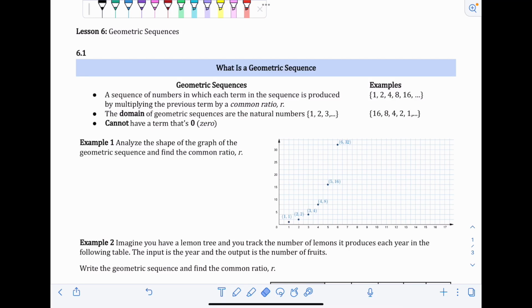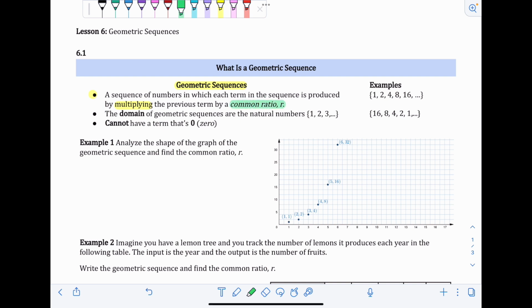Lesson 6 is geometric sequences, and just to review really quick, we've learned about arithmetic sequences, and arithmetic sequences are sequences where we're adding the common difference to get to the next term. Geometric sequences will be a little bit different. So starting in 6.1, what is a geometric sequence? Geometric sequences are defined by a sequence of numbers in which each term in the sequence is produced by multiplying the previous term by a common ratio r.